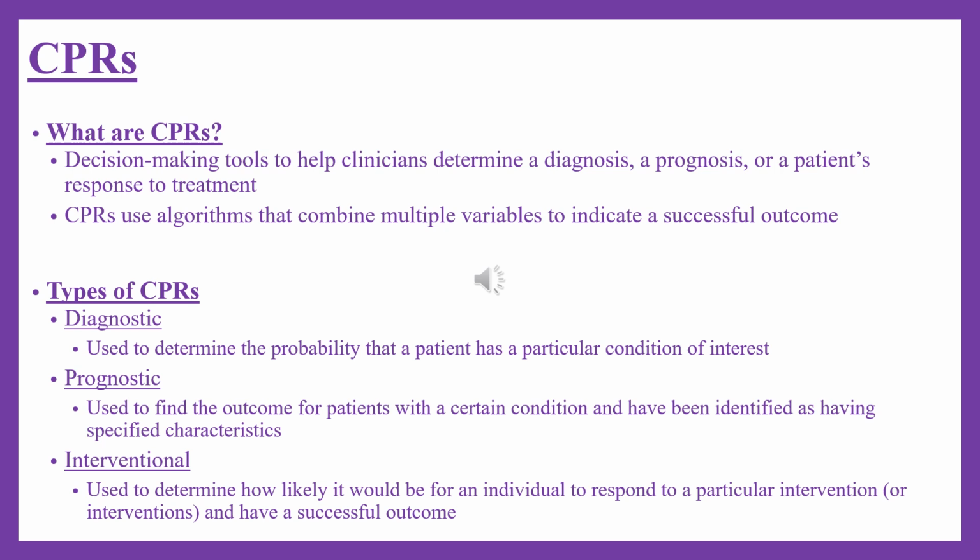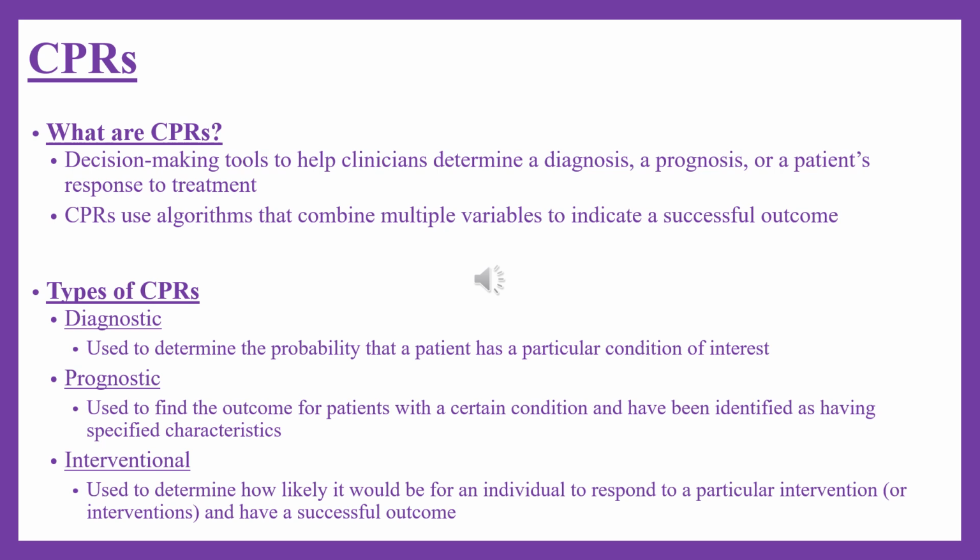So there are several types of CPRs. Diagnostic CPRs are used to determine probabilities. They determine the probability that a patient has a condition of interest. So if a patient presents with X, Y, and Z, they're more likely to have a specific condition. If they only have X and Y, they're less likely to have that specific condition. If they only present with Z, they are even less likely to have that condition, or they don't have that specific condition at all, and maybe they have a different condition or injury that may also present with that symptom or that sign.